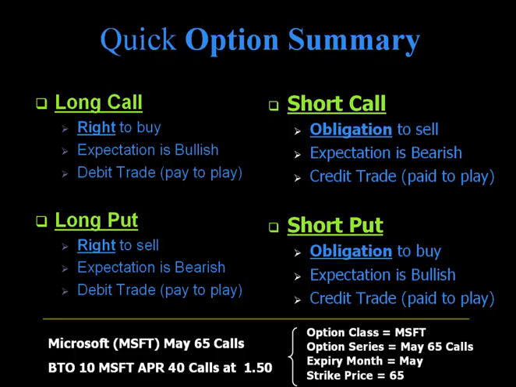An option series in this case would be May 65 calls. The calls, and then the expiration month would be May, and then the strike price would be 65.